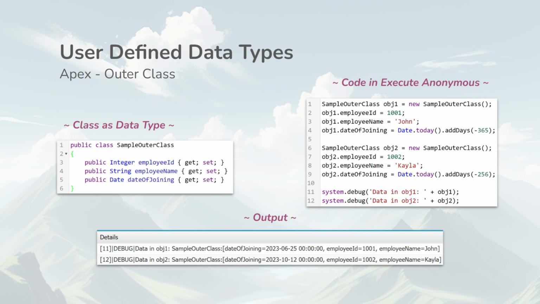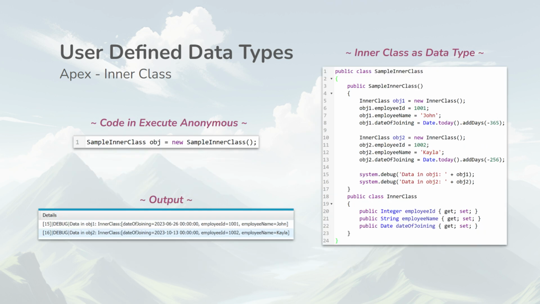Now let's talk about another example by which we can create a user-defined data type. In the image being shown on the screen, there is a class which is inside the main class. This class is called an inner class. Inner classes are also well known as wrapper classes. The example that we saw previously is called an outer class. So, just to conclude on the user-defined data types, using the concept of outer and inner classes, we can create any number of user-defined data types in Apex.